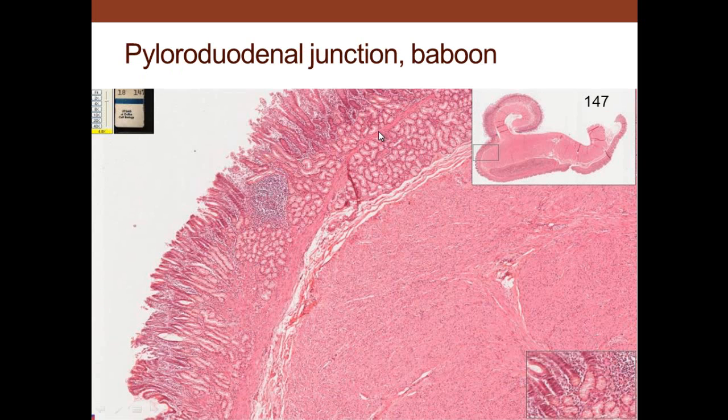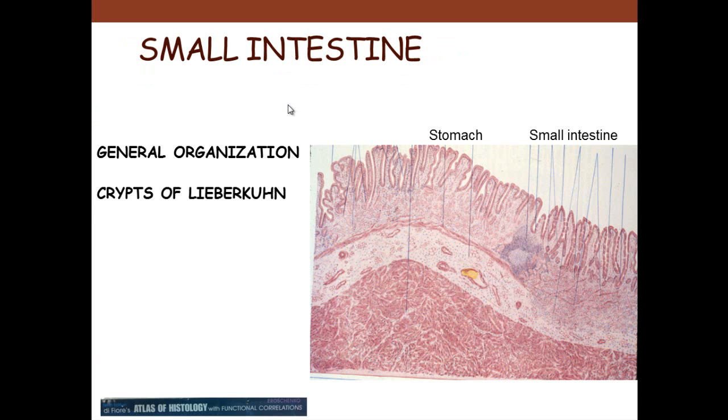Here in this slide, we see the pyloric duodenal junction. So here we get the pyloric region, and starting here with these glands, the Brunner's glands that are in the submucosa, right in through there would be the junction between the stomach and the small intestines with the villi. They're kind of fragmented here, but those are the intestinal villi projecting off the surface.